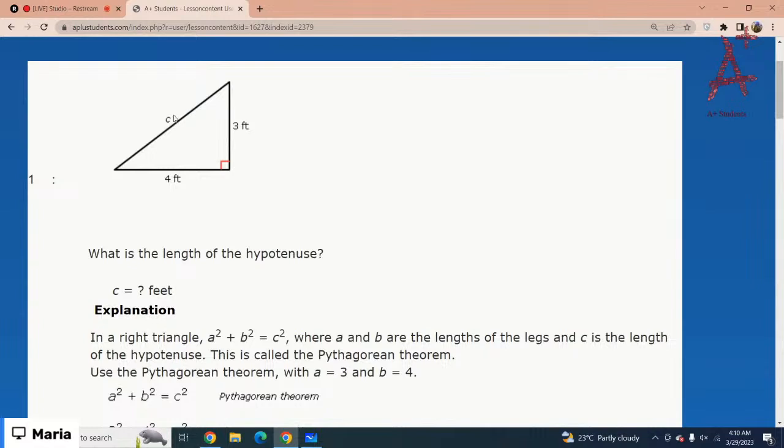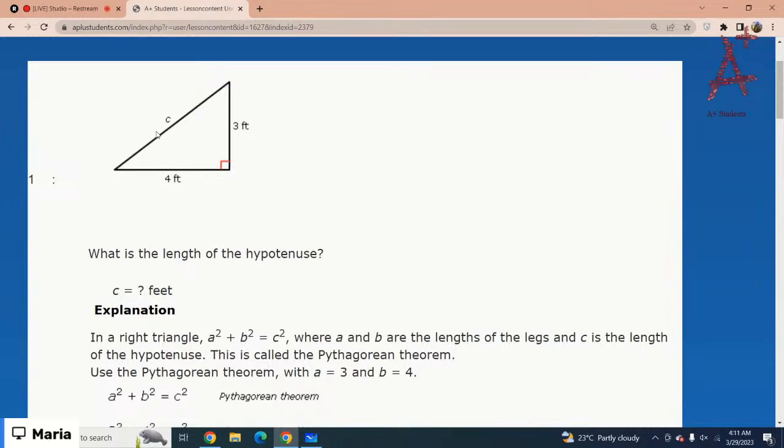C is the greatest length, greater than the other two. Got it? Because the sum of squares of the other two sides is equal to the square of the longest side. Let's suppose this side is A and this is B. It would be A square plus B square equals C square, because C square is the sum of squares of these two sides. So that's why C is the greatest in length.